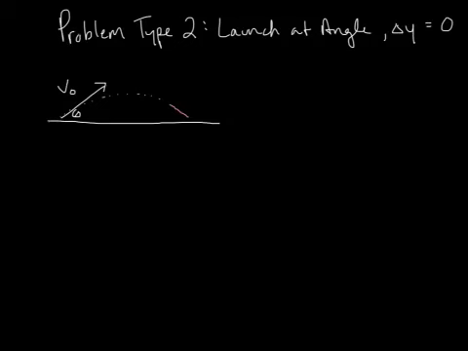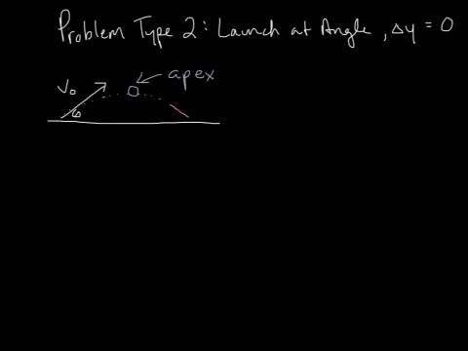Okay, and since at the end it's back on the ground, just like it was at the beginning, the delta y for the whole process is 0. Another point that we're usually going to care about for this type of problem is this highest point right here, and this highest point is referred to as the apex.